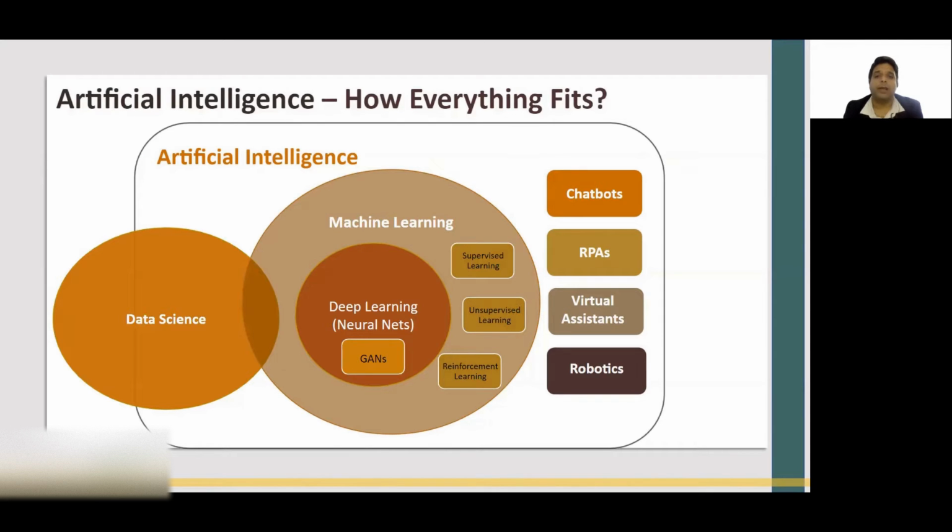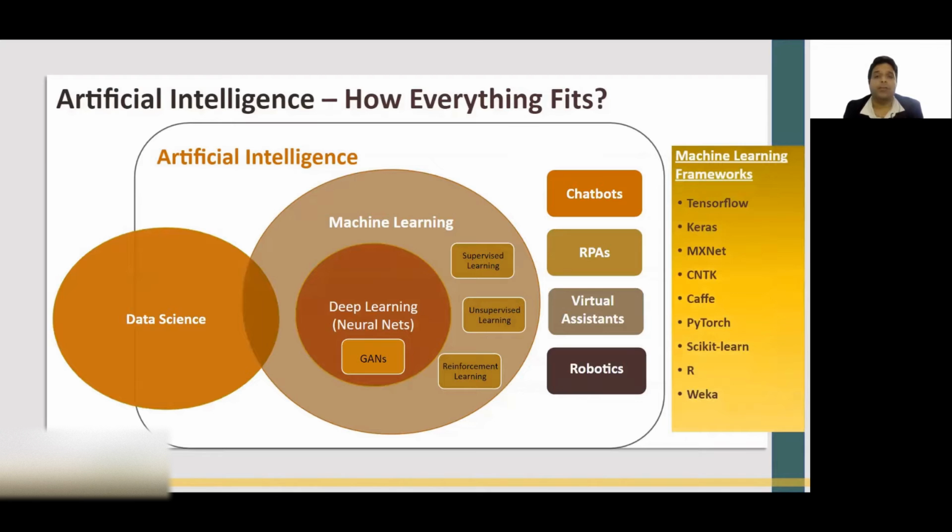Now let's talk about frameworks, the technology frameworks which enable artificial intelligence, machine learning, and deep learning. They are frameworks like TensorFlow, which is the Google open source framework for machine learning and deep neural nets. Keras, MXNet, CNTK, Caffe, PyTorch, Scikit-learn, R, and Weka are some other frameworks.